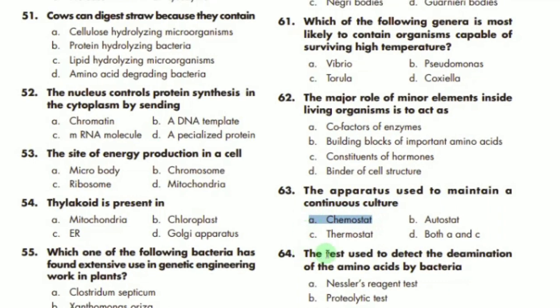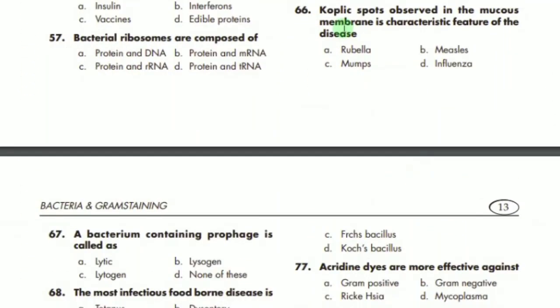MCQ number 64 says that the test used to detect diminution of amino acid by bacteria, that is Nessler's reagent test. A is the correct option. 65 MCQ says that diphtheria is caused by, so A is the correct option. Diphtheria is caused by Corynebacterium diphtheriae. MCQ number 66 says that Koplik spots observed in mucous membrane are characteristic feature of the disease. So it is actually the measles type of disease. B is the correct option.